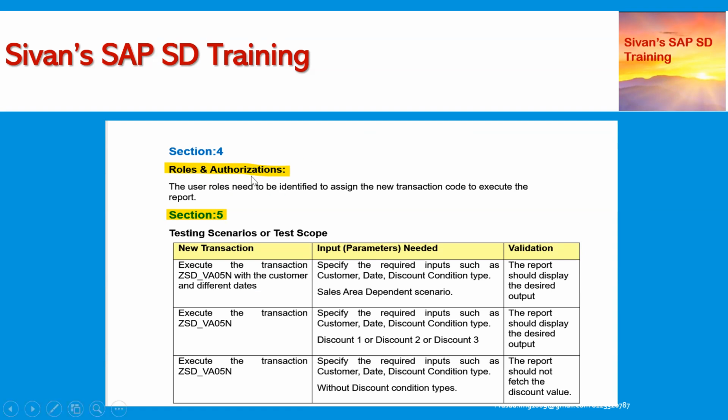That means if it is a new condition type, whenever other users try to create a condition record for this new condition type, the system will sometimes not allow it. In that case, we have to talk to the security team to provide the access, and then accordingly we have to test it. Section 4 talks about the roles and authorizations.